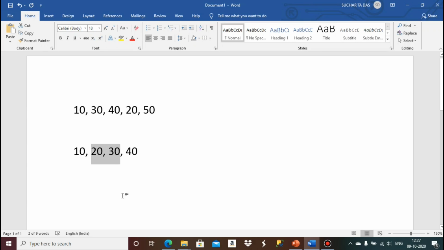So how to calculate the median? I first take the two middle values, then I calculate the mean of these two middle values. So 20 and 30, if I calculate the mean, it will be 25. So for this data set, the median will be 25.